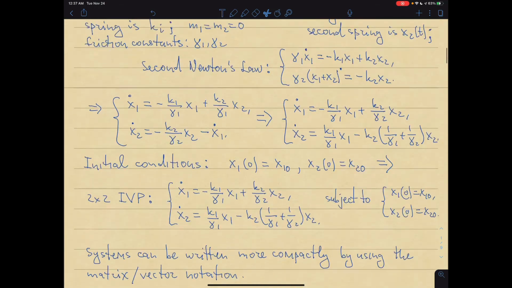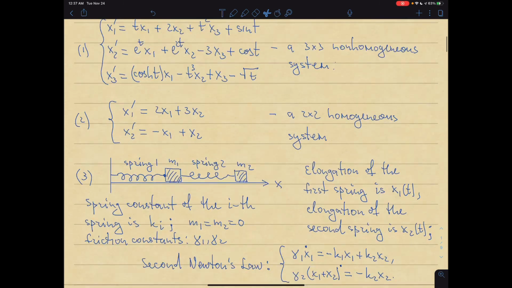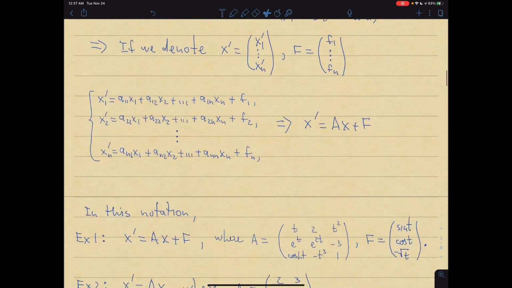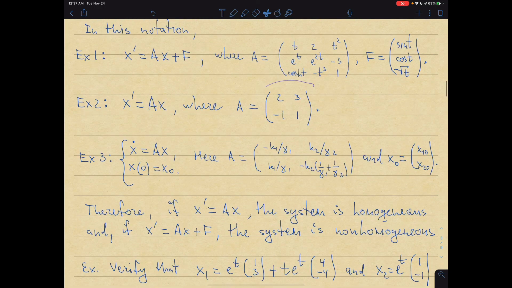In a second example, we had a 2 by 2 system, so we have a vector with two components. And then the matrix just looks like, what, 2, 3, minus 1, 1. And that's exactly what I got here, right? 2, 3, minus 1, 1. And that was a homogeneous system. So there is no vector f associated with it.